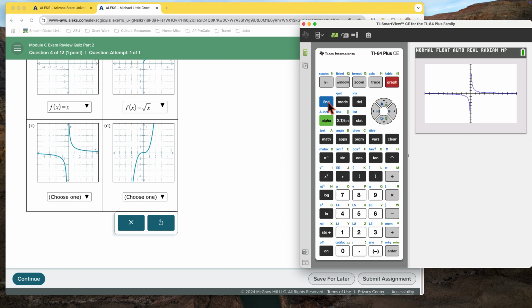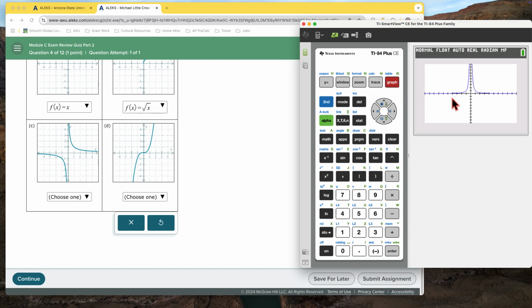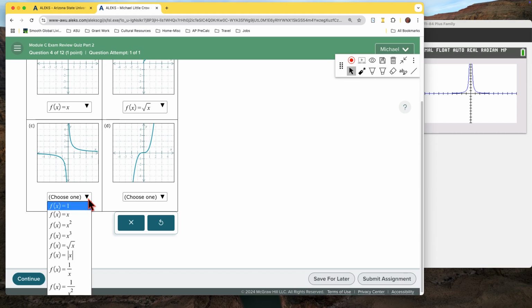Now, if you did go back here and did 1/x², and again, you should be able to anticipate what those look like, that's going to go up there. But again, if you can't, just graph it, and you'll be able to get this one.